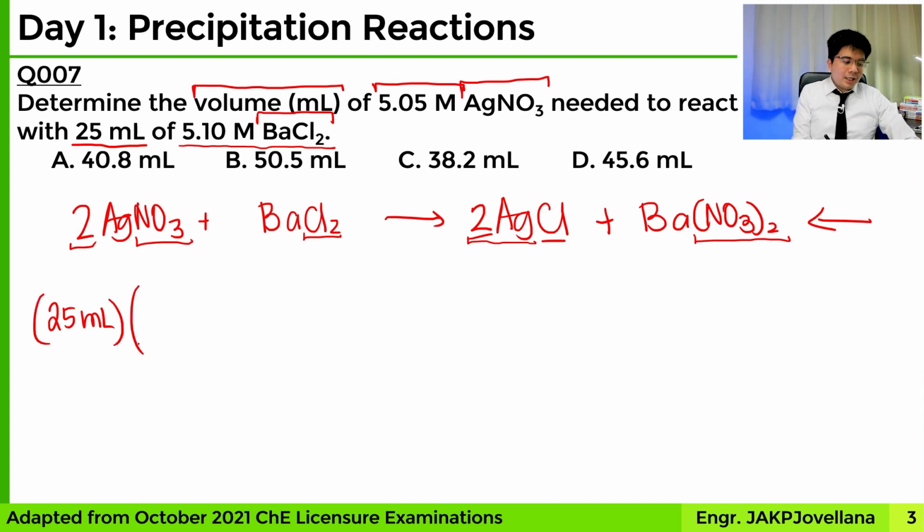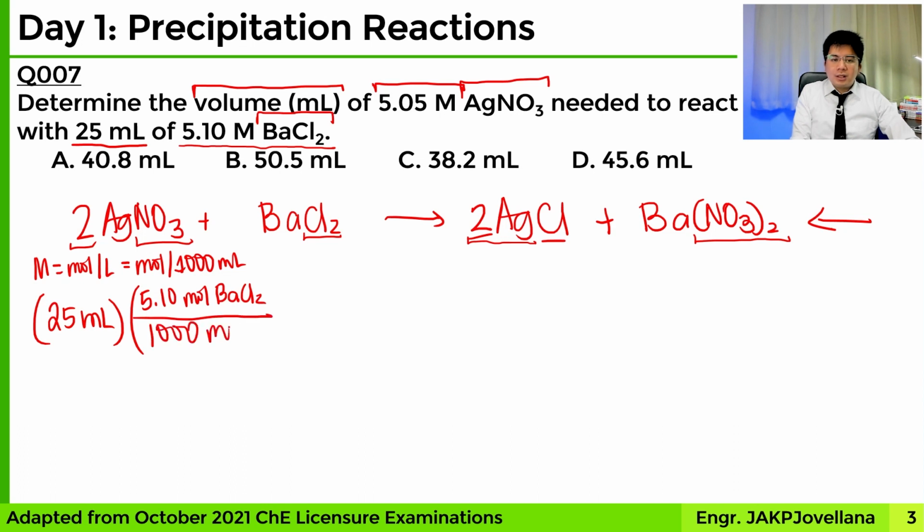Then the molarity can be expressed, capital M is equivalent to moles per liter, but liter is equivalent to 1000 ml. So in terms of molarity, we can express 5.10 molars barium chloride as 5.10 moles of barium chloride per 1000 ml of solution. So milliliters will cancel. And now we have moles of barium chloride.